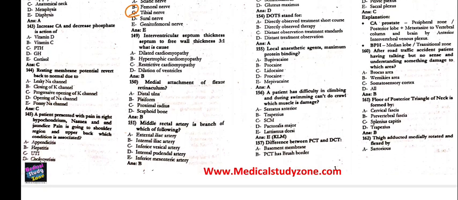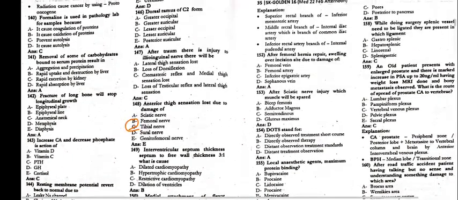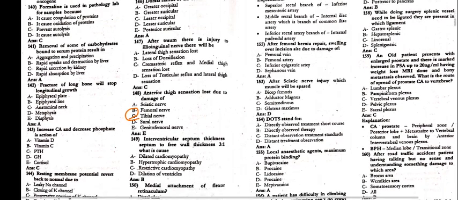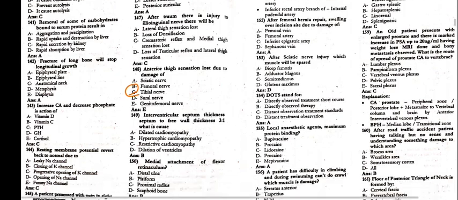145, a patient presented with pain in the right hypochondrium, nausea and vomiting. Pain is going to the shoulder and the upper back. Which condition is associated with it? That is basically cholecystitis. Next, 146, the dorsal ramus of C2 forms the greater occipital nerve. 147, after trauma, there is an injury to the ilioinguinal nerve. There will be loss of the cremasteric reflex and medial thigh sensation.